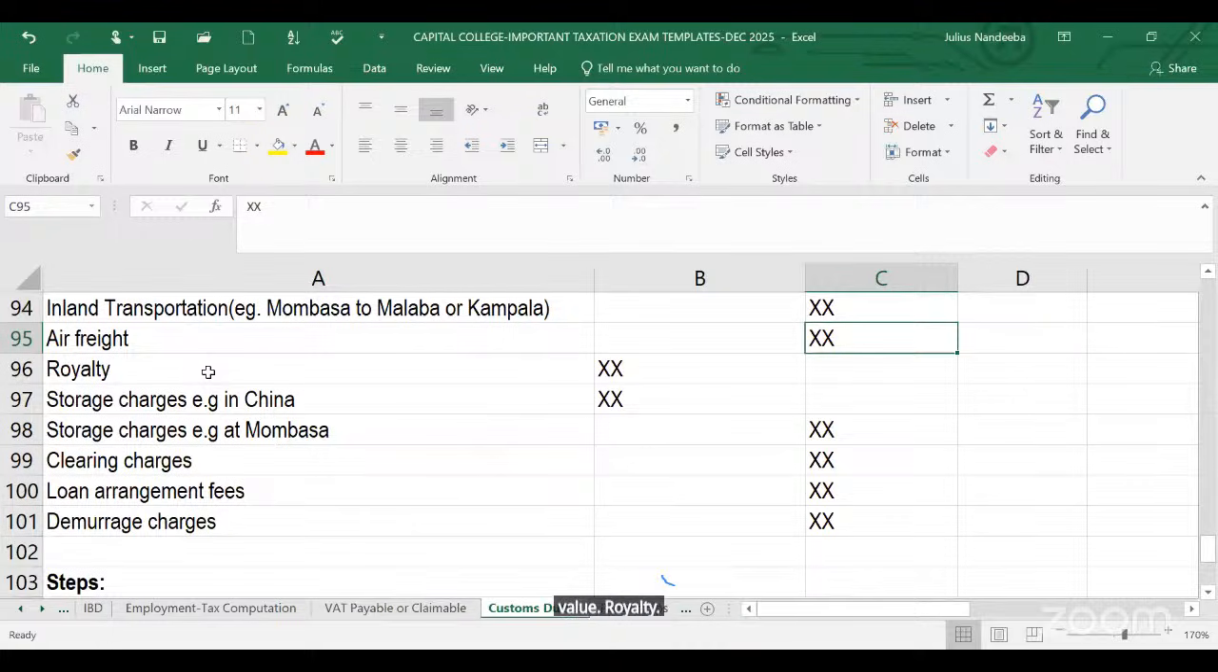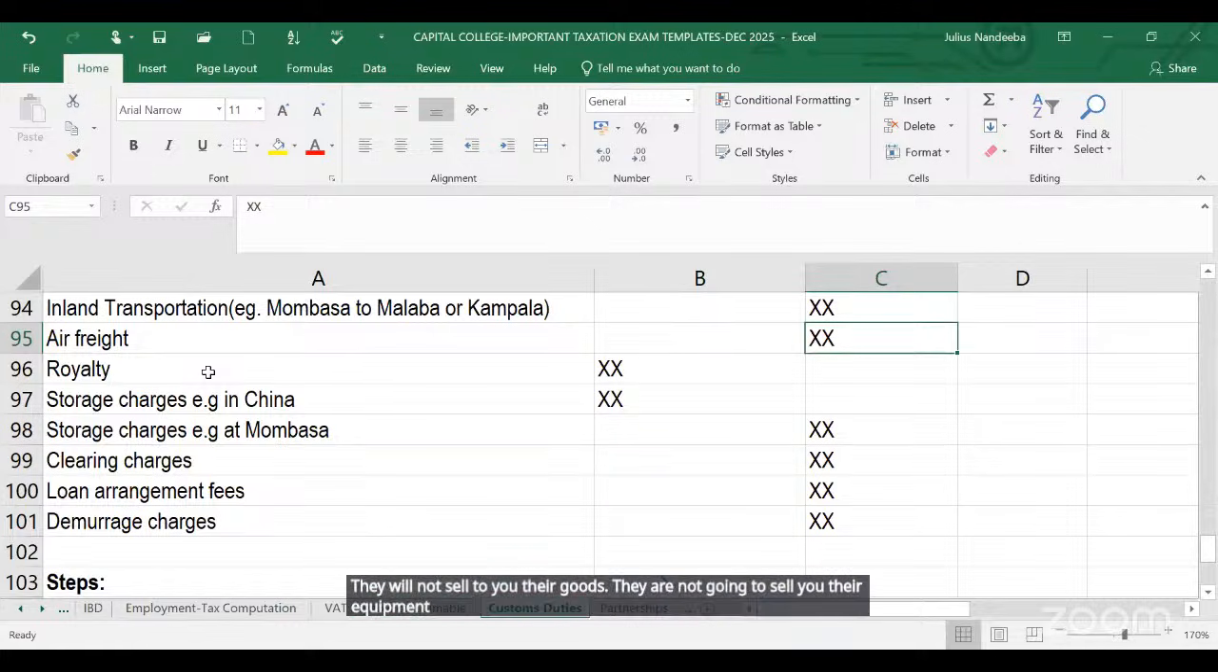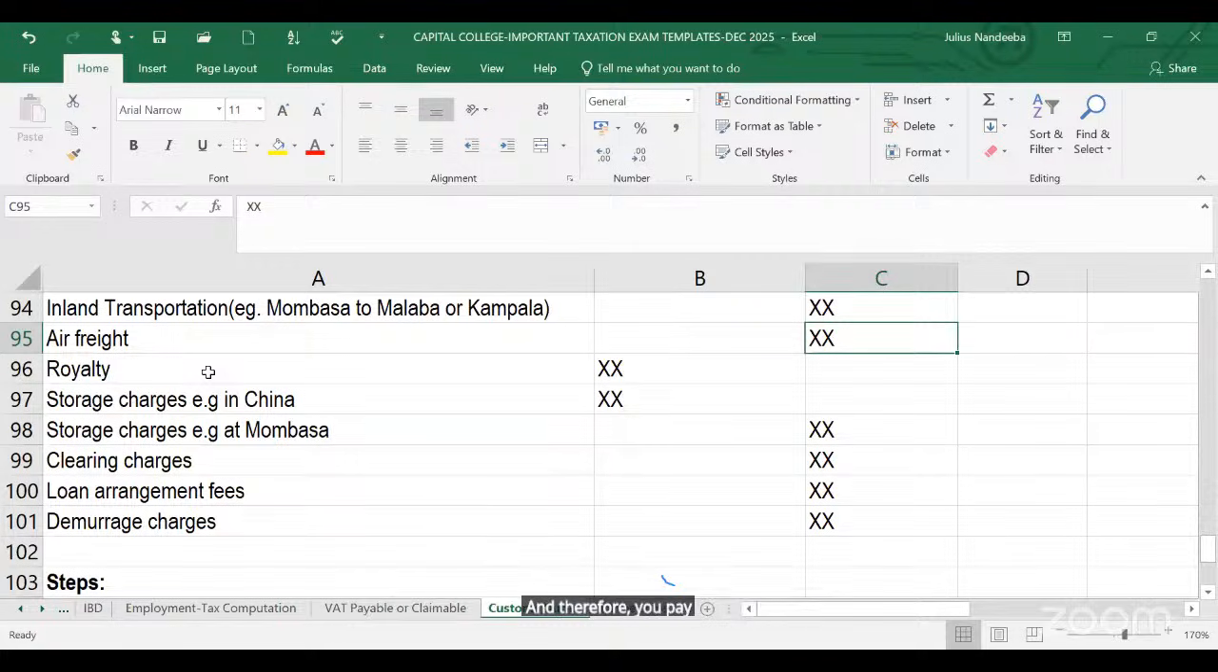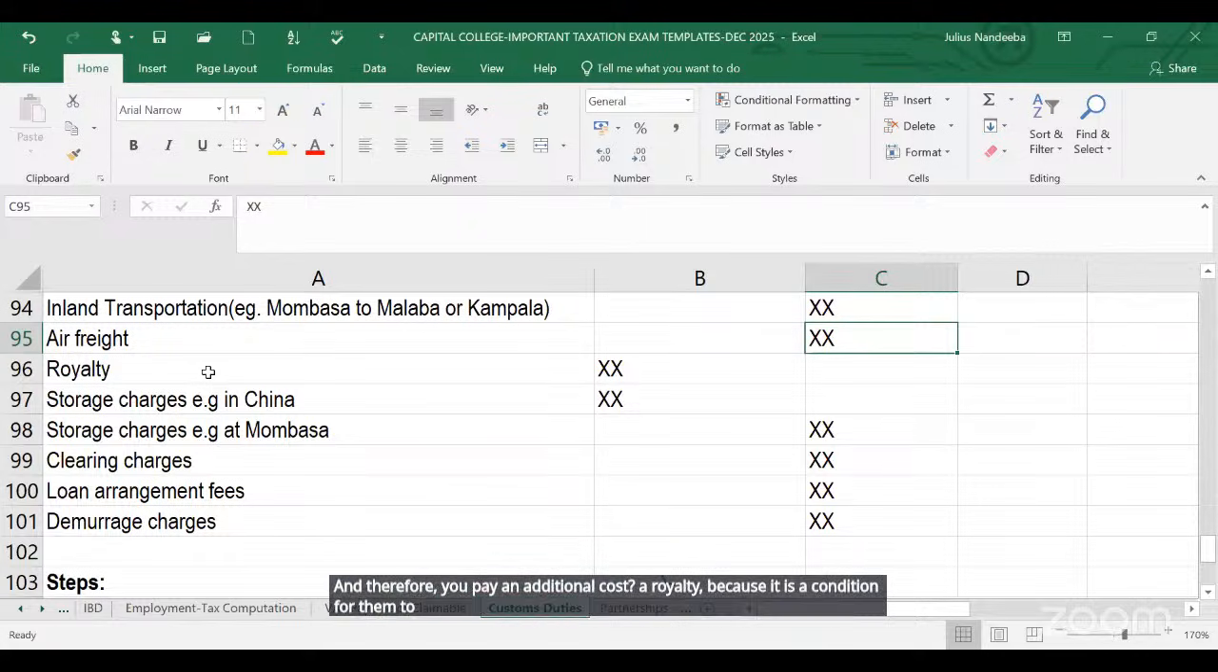Royalty. Royalty is a payment for an intangible asset. For example, brand. There are manufacturers who tell you they will not sell to you their goods. They are not going to sell you their equipment unless you're able to pay for their brand. And therefore you pay an additional cost called a royalty, because it is a condition for them to sell you the goods. So royalties become part of the customs value.